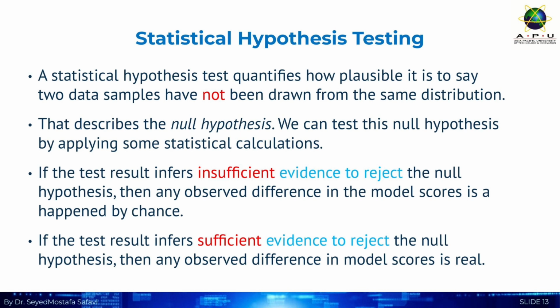Hypothesis testing is the statistical backbone of making decisions. It all starts with the null hypothesis, which is the assumption of no difference or nothing to see here. We then run a test to see how plausible this null hypothesis is. If the test finds insufficient evidence to reject the null hypothesis, we conclude that any observed difference was just by chance, random variation. If the test finds sufficient evidence to reject the null hypothesis, we conclude that the observed difference is real and significant. This is how we prove that one model is truly better than another.